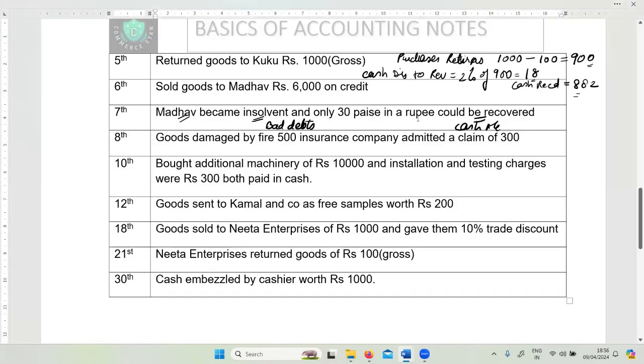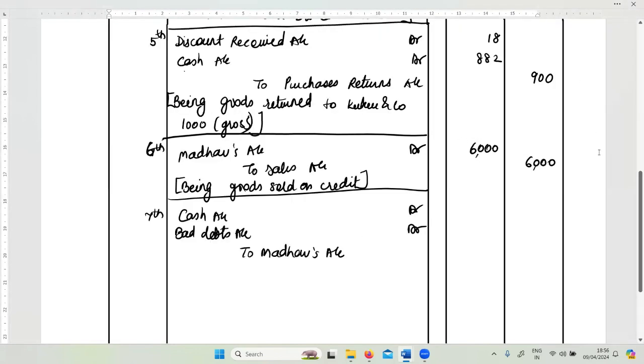You are receiving 30 paise in a rupee. How much was receivable from him? Amount receivable from him was 6,000. So 6,000 into 30 paise in a rupee, so 30% basically. So 1,800 is recovered. Rest of it, that is from 6,000, if you reduce this 1,800, you will get the amount which is non-recoverable or which is bad debts. And Madhav is giving us these two things. Loss also he is giving us and cash also he is giving us. So his account will be credit with 6,000.